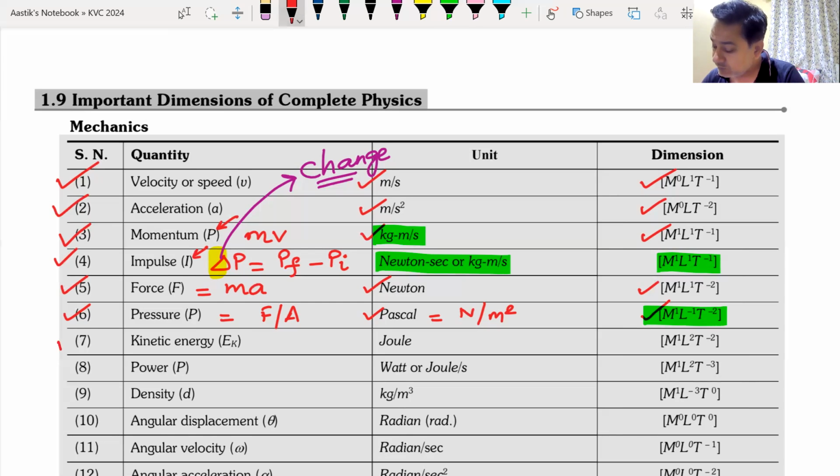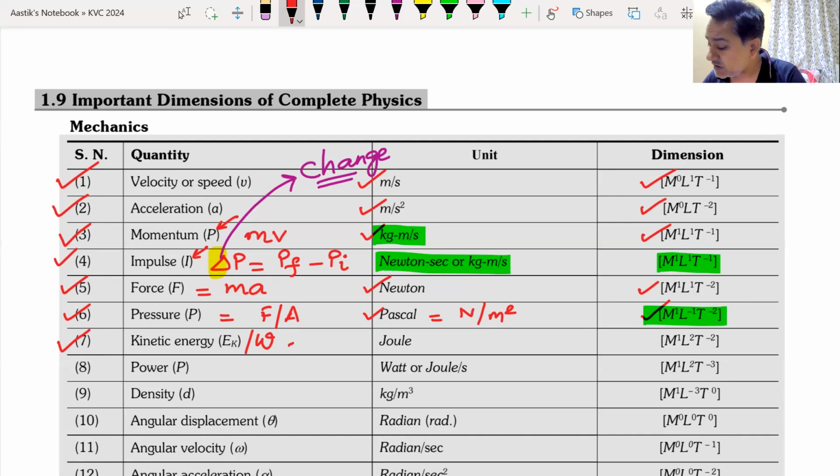Then we have energy. The dimension for energy, whether it is kinetic energy, potential energy, heat energy, electric energy, magnetic energy, or spring energy, any energy will have the same unit and same dimension. We have also discussed that whatever is the dimension of energy, the same is the dimension of work. Yes or no? It was in the previous class.